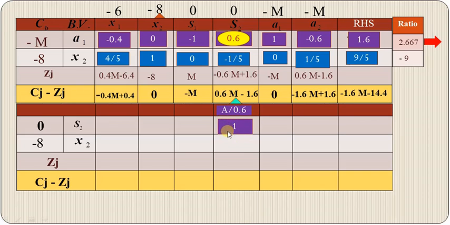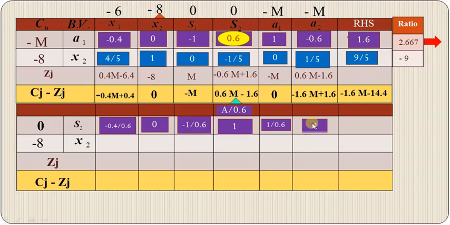Okay, similarly you will get minus 0.4 upon 0.6, 0 upon 0.6, minus 1 upon 0.6, 1 upon 0.6, 0.6 upon 0.6 you will get 1, and minus 1.6 upon 0.6. Similarly, below the pivot element you have to make it 0 at this location. How to make it 0 here?